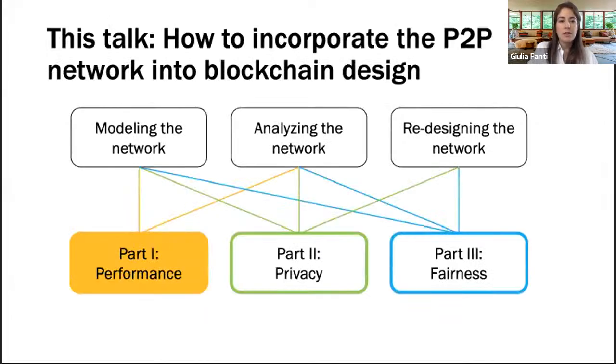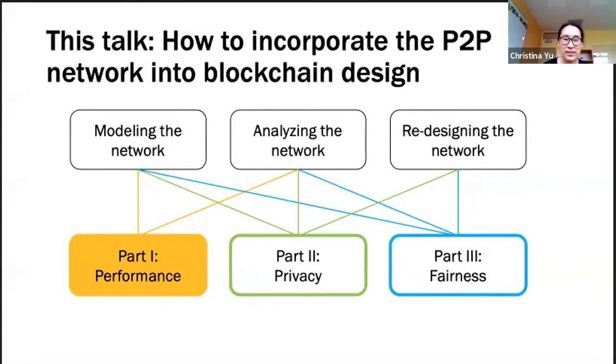Okay, so that's the first part of the talk, how to incorporate the P2P network into designing more performant blockchains. So before I move on, I wanted to ask if there are any questions. Varun, you can go ahead and ask your question in the chat box.